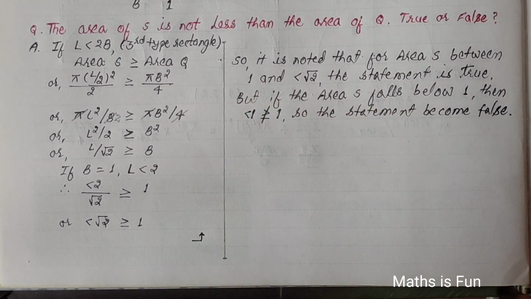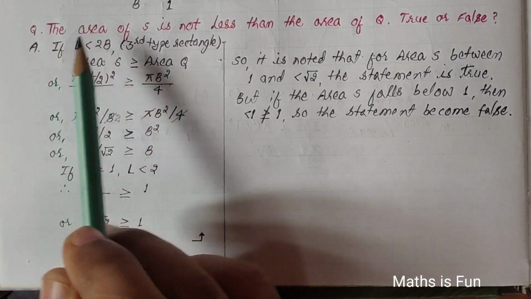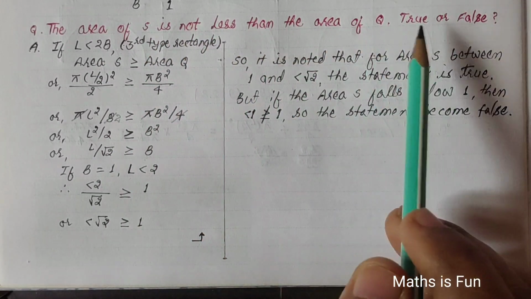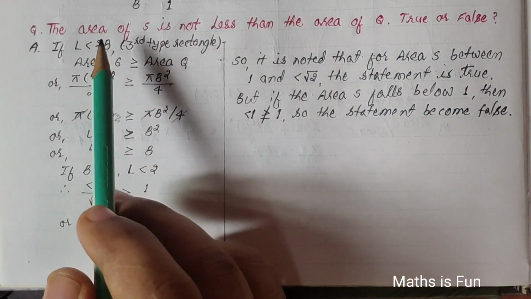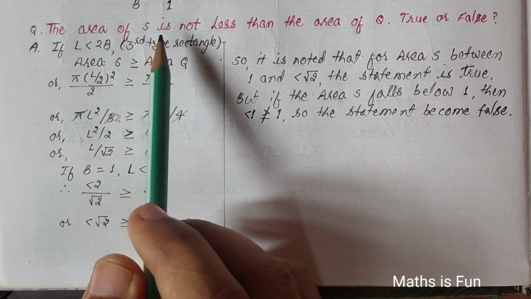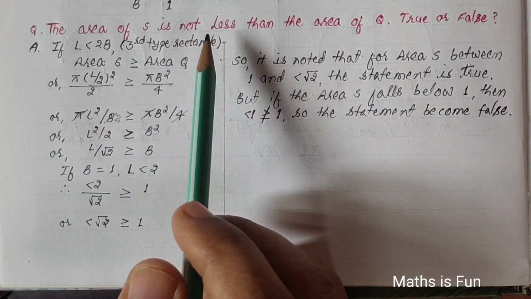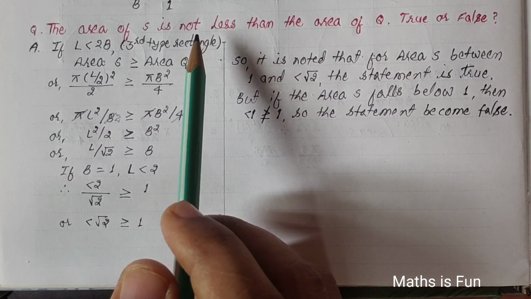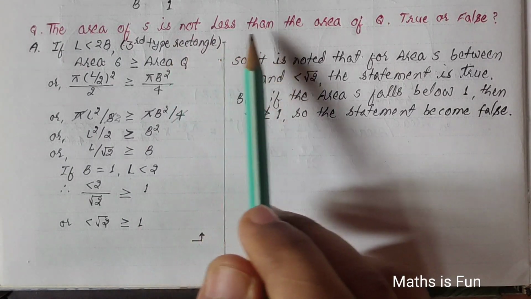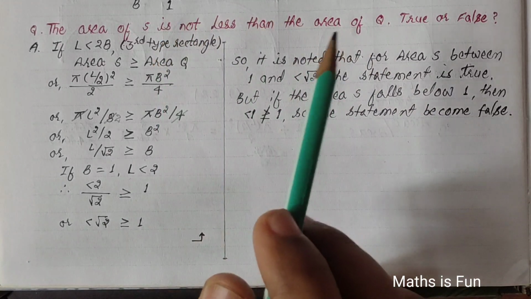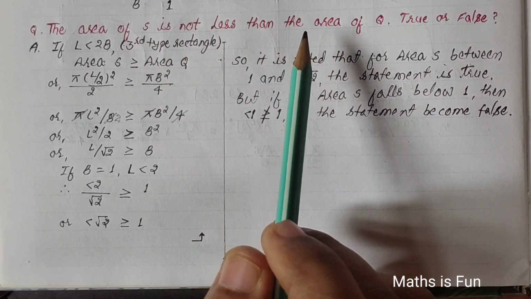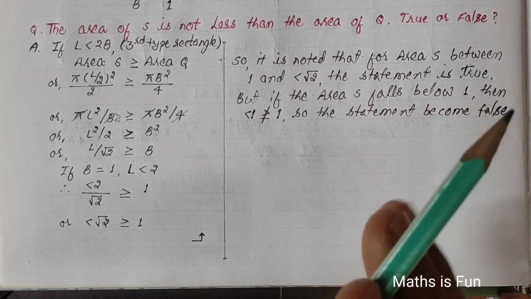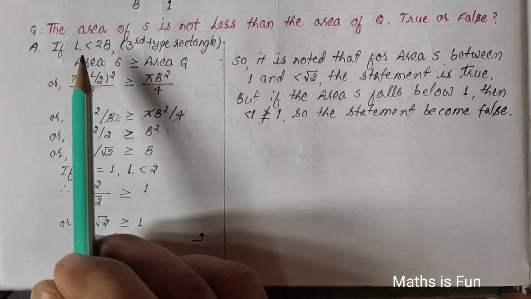Now friends, I have an additional question for you. The question is, the area of S is not less than the area of Q. True or false? Since the area of S is involved in this question, you remember that when we tried to cut out the largest possible semicircle from the rectangle, there were 3 possibilities. If you try to solve this question with the first and second possibility, then this statement will definitely be true.